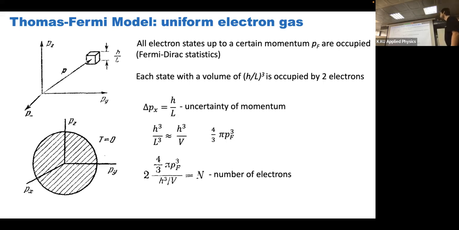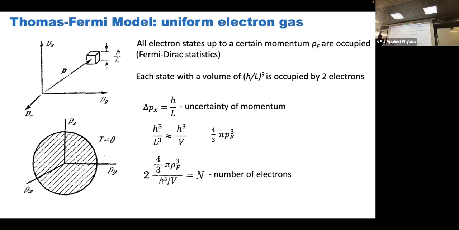What is the volume of this sphere? Volume is 4/3 pi P_F to the power of 3. It's just the volume of the sphere with radius P_F. It's the Fermi momentum. And then we can calculate the number of electrons.